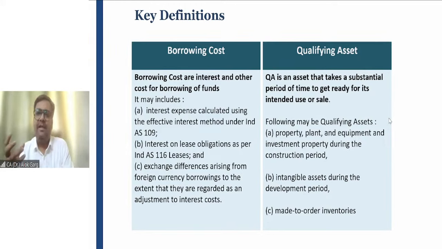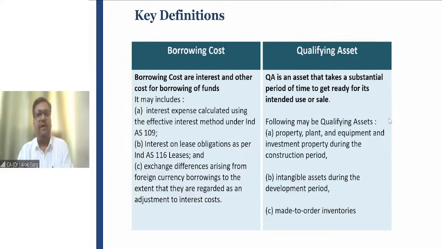You are manufacturing, let's say, only 4 or 5 units in a year, but this manufacturing takes only 2 months or 1 month. It is not a substantial period of time. You remember in our accounting standard, the definition of substantial period of time is more than 12 months. You remember that? So in Ind AS, the substantial period of time is not defined.